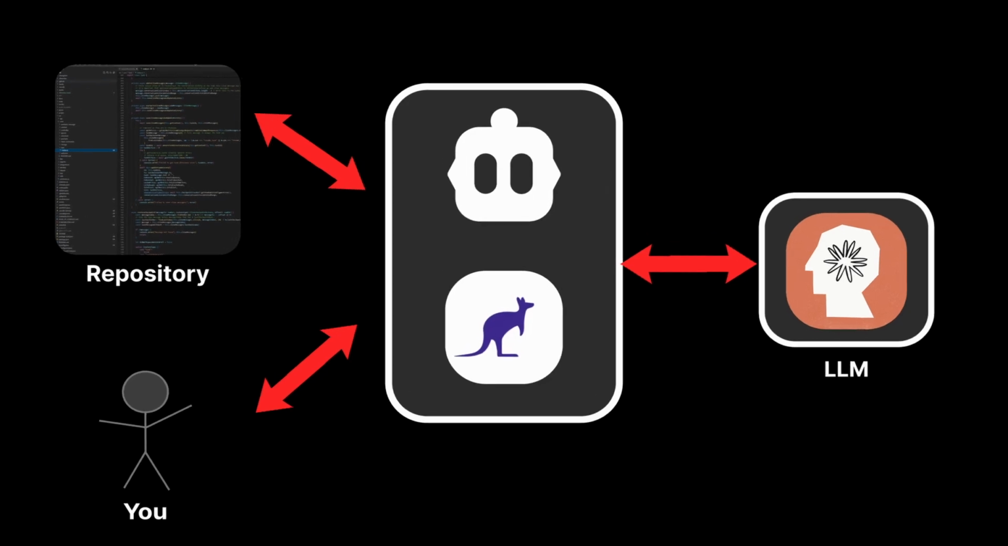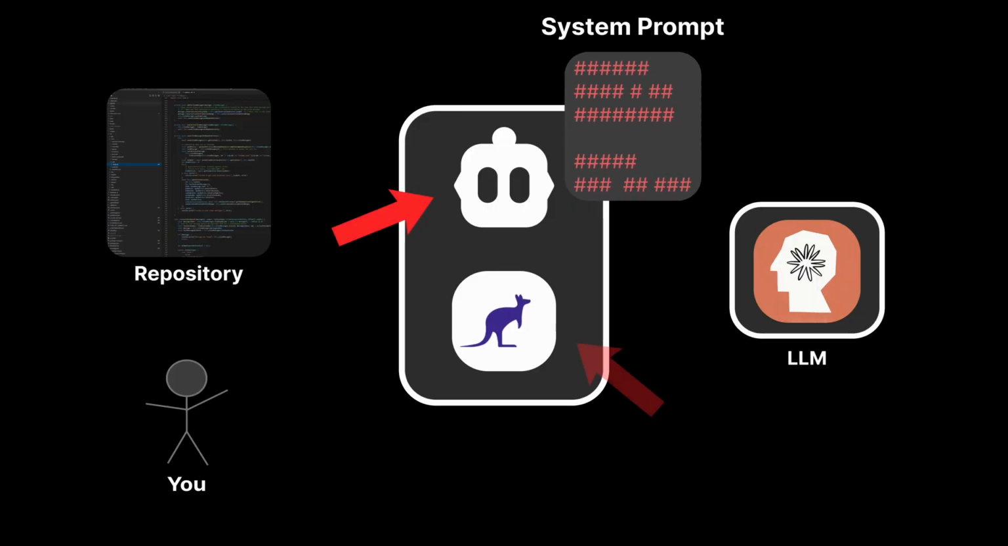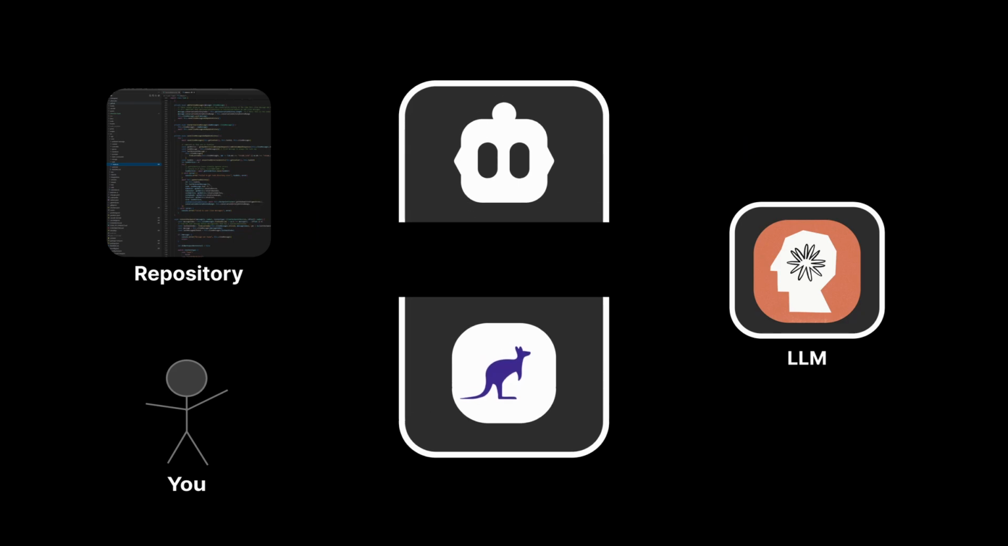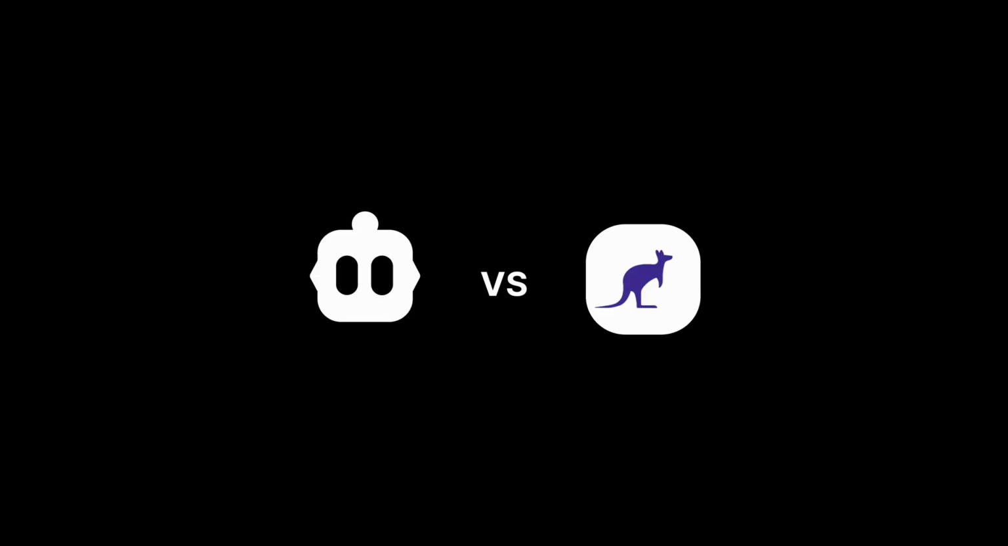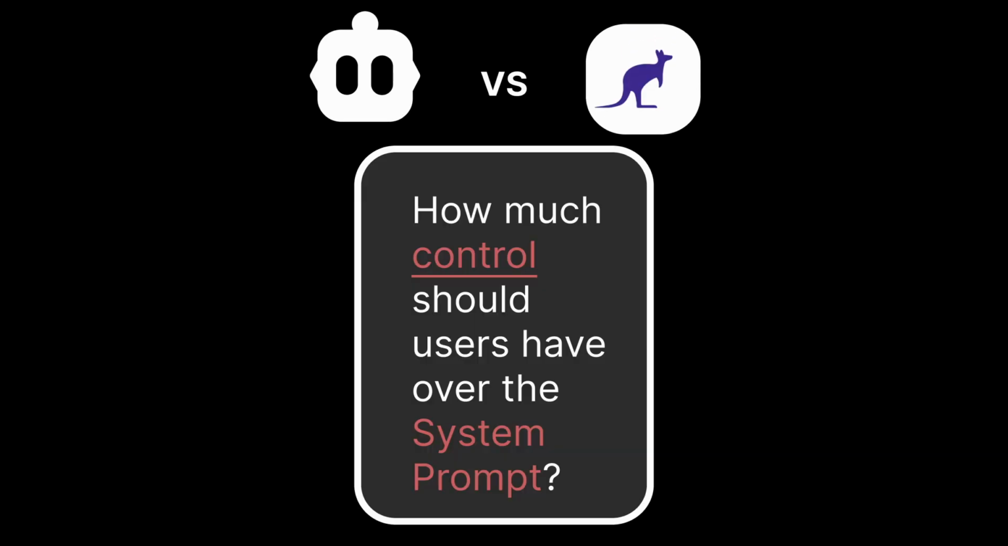Now, this is nice and cool, but there's one key component that helps make all of this work smoothly, and that's the system prompt. Cline and Roo will compile a set of instructions that outlines how an LLM should engage with your repository. And this system prompt is where we start to see divergence between Cline and Roo. The main source of contention comes down to this. How much control should users have over the system prompt?